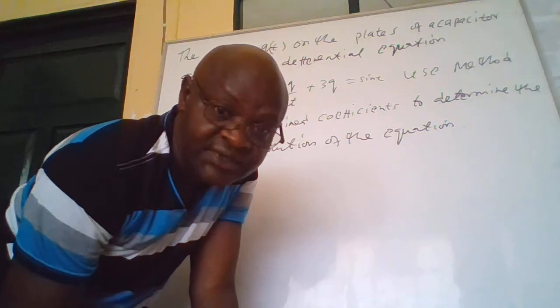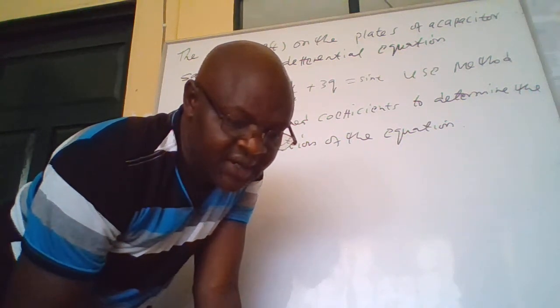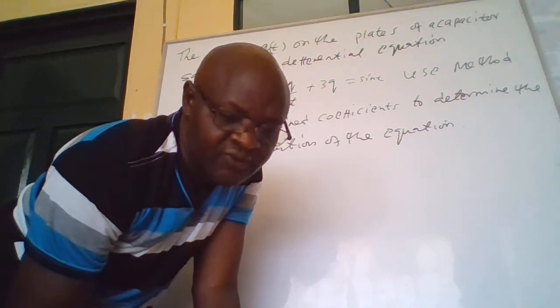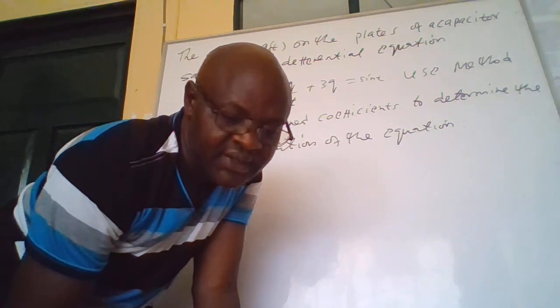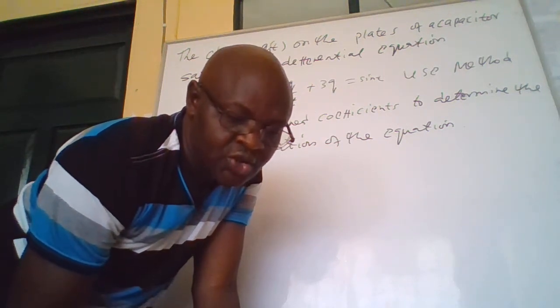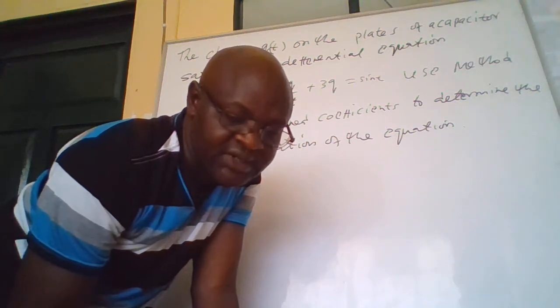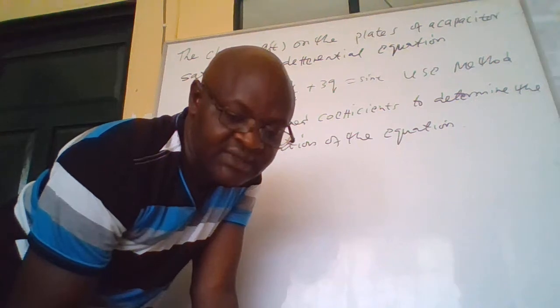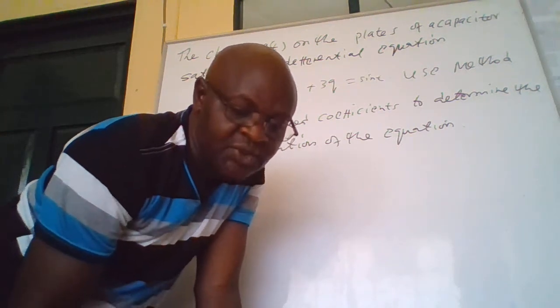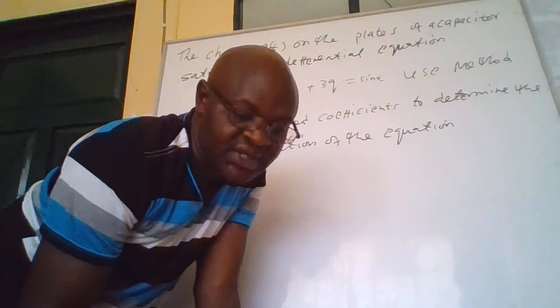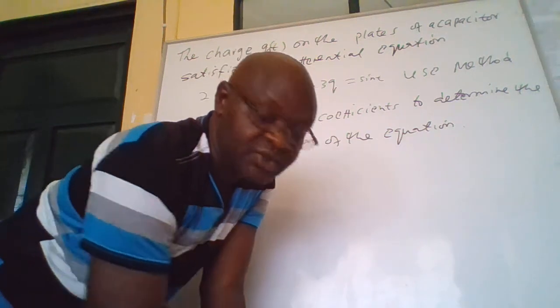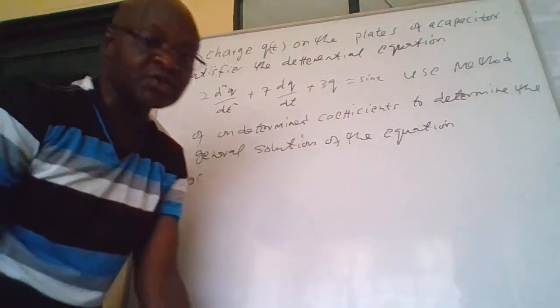The equation reads: the charge Q(t) on the plates of a capacitor satisfies the differential equation 2 d²q/dt² + 7 dq/dt + 3q = sin t. Use the method of undetermined coefficients to determine the general solution of the equation. The equation is on the whiteboard.